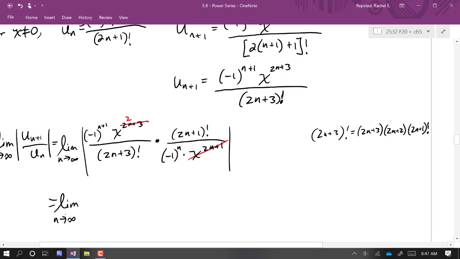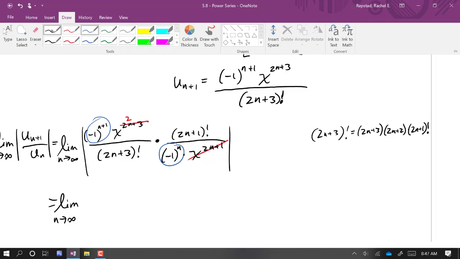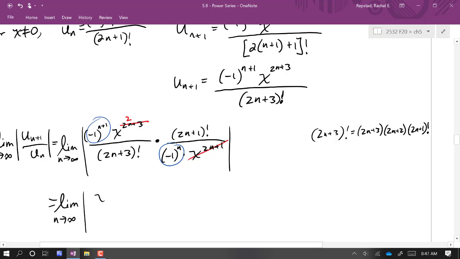Also, just notice all of this is happening inside absolute values. So I'm going to just not worry about those powers of -1, whether it ends up being negative or positive for any given term. In fact, actually, it would be negative, right, because we have one more factor of -1 on top than we have on the bottom. So that'll end up being a negative. But it's inside absolute values, so I'm just going to ignore that. And I'm going to rewrite this. So I've got x squared times 2n plus 1 factorial on top. On the bottom, 2n plus 3 times 2n plus 2 times 2n plus 1 factorial.